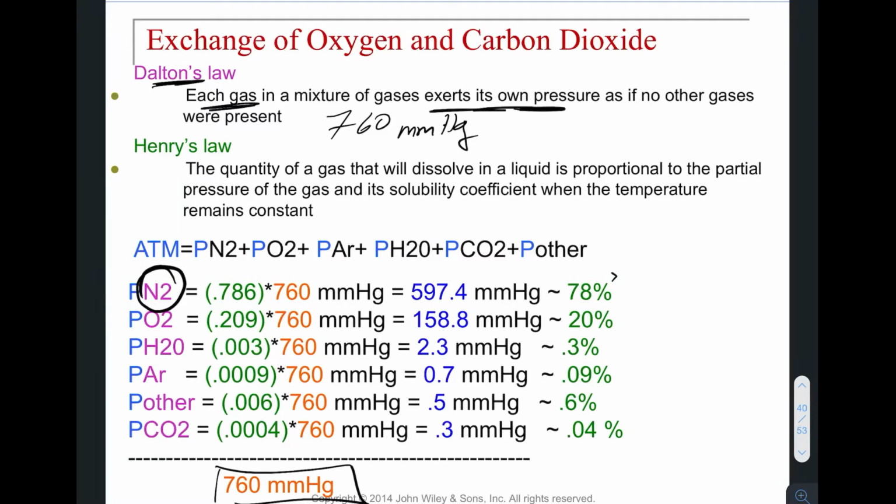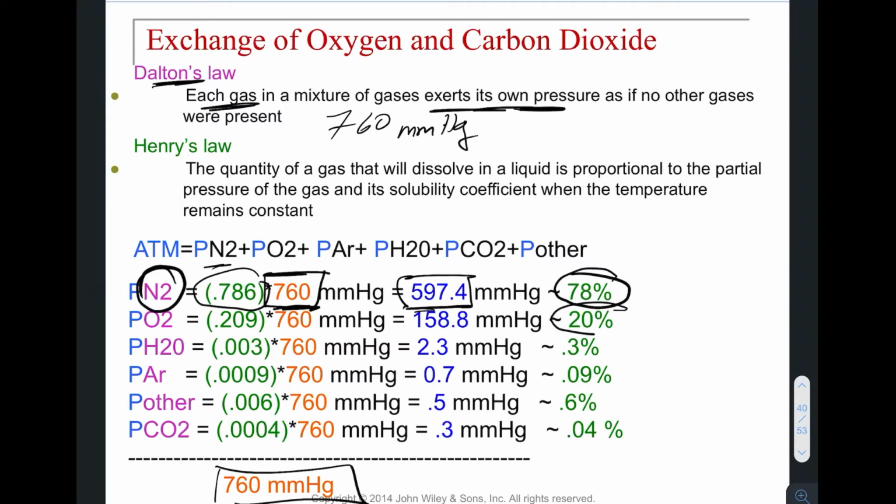But notice that 78% of the atmosphere is nitrogen. All right, so let's ask, well, how much pressure does nitrogen put just by itself? So we take that 78%, we put it in decimal form, we multiply it by the overall, 760, and we get 597.4 millimeters of mercury. So that's how much contribution nitrogen makes for the overall.